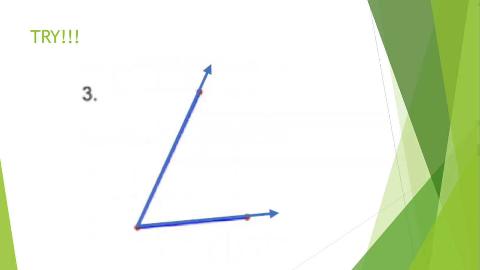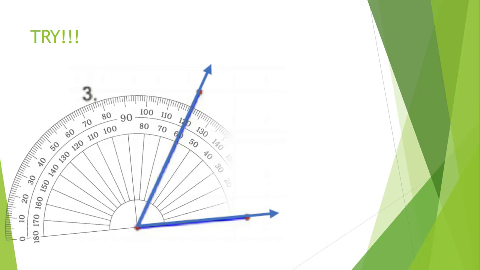And then, let's also have this one. An angle facing to the right again. And it is an acute angle. So, let's get the measurement of that. We have 60 degrees.